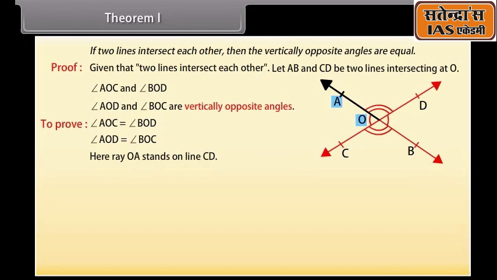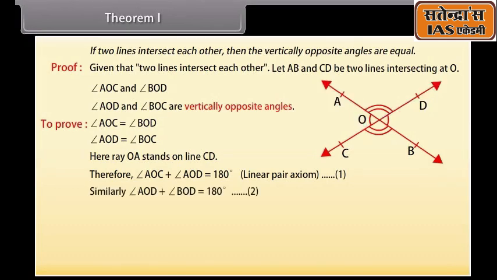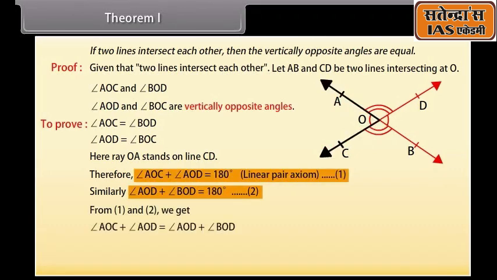Now, ray OA stands on line CD. Therefore, angle AOC plus angle AOD is 180 degree, by the linear pair axiom. Mark it as 1. Similarly, angle AOD plus angle BOD is equal to 180 degree. Mark it as 2. From 1 and 2 we can write angle AOC plus angle AOD is equal to angle AOD plus angle BOD. This implies that angle AOC is equal to angle BOD. Similarly, it can be proved that angle AOD is equal to angle BOC.